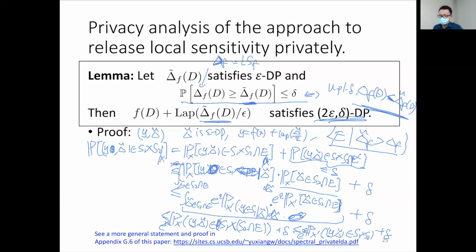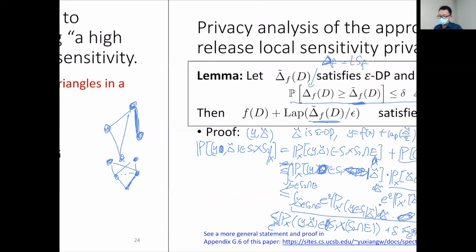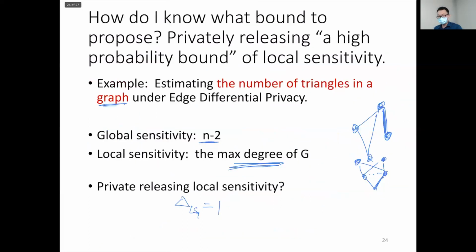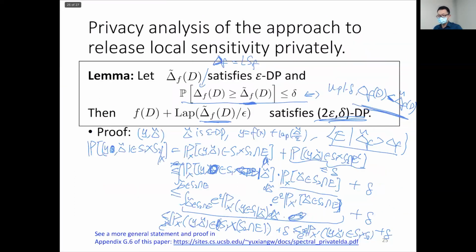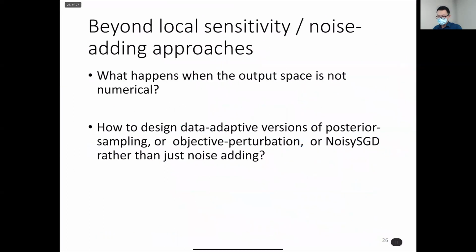And how do we construct this delta f of d in the previous example? We can simply add noise. Since the global sensitivity is just 1, we can add Laplace noise to that and construct a tail bound so that we can get a high probability upper bound as required in this lemma. Okay, so I guess that's all I wanted to talk about today.